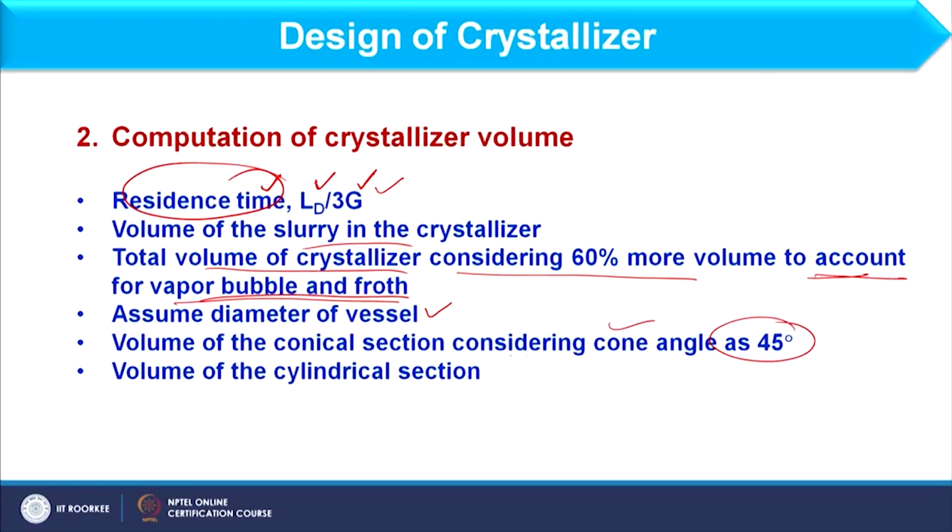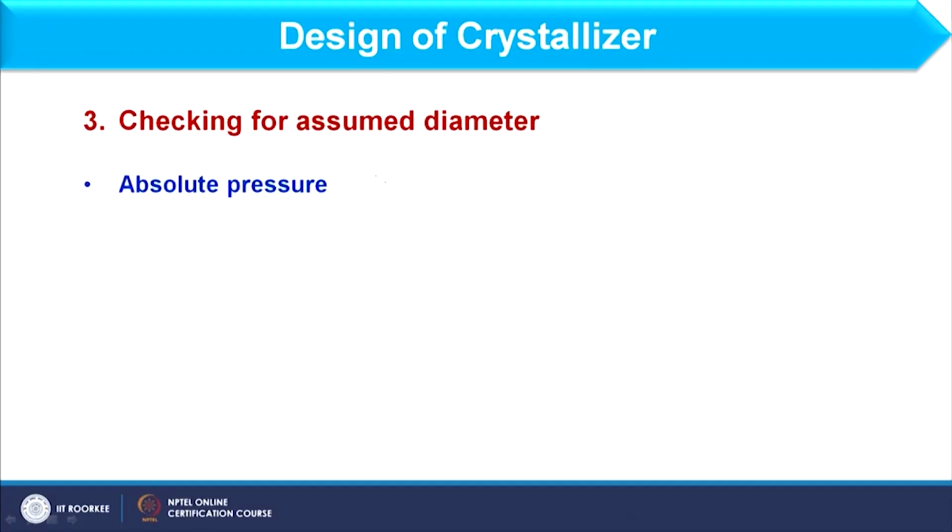only, right. So, accordingly I can find the cylindrical section volume, and once I fix the diameter, I can simply calculate the height of the cylinder. Okay. So, in this way the dimensions of the crystallizer are decided. Because we have assumed the diameter value, we will now verify whether the assumed value is correct or not, and to check that we will first consider the absolute pressure.